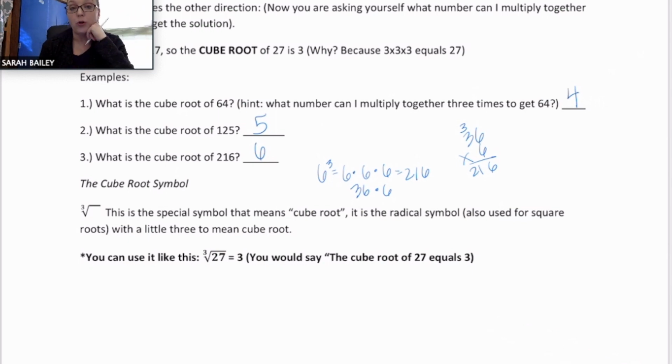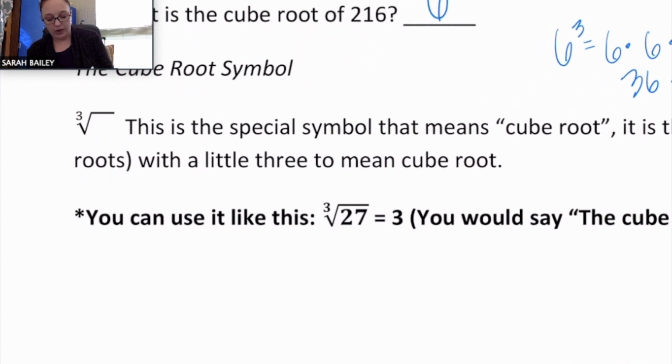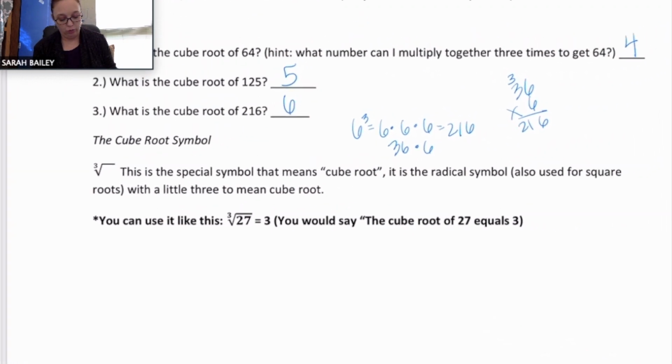Now, if you'll remember in the last lesson, I said that each number had 2 square roots, the positive square root and the negative square root. That's not true today. Cube roots, each number has one single cube root. So you don't have to worry about adding the positive and negative version. This symbol that we see right here is the cube root symbol. So it's got the radical sign with that little 3 right there, and it means the cube root.